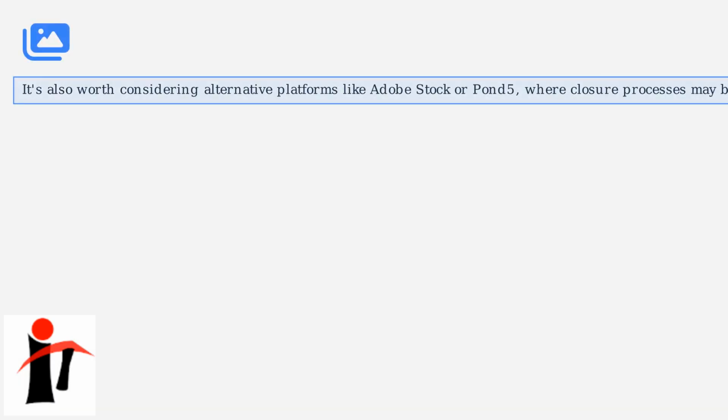Keep in mind that payout delays are common, especially for disputed accounts, so be prepared for a potentially longer wait. It's also worth considering alternative platforms like Adobe Stock or Pond5, where closure processes may be more automated before making your final decision.